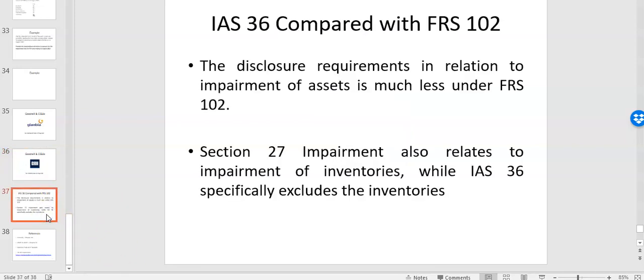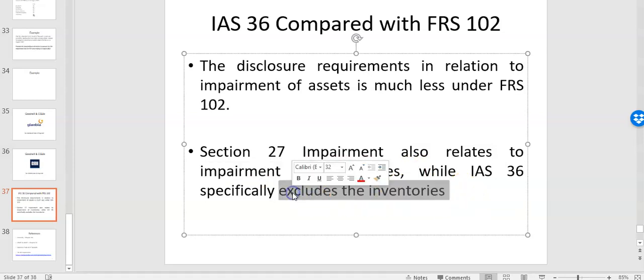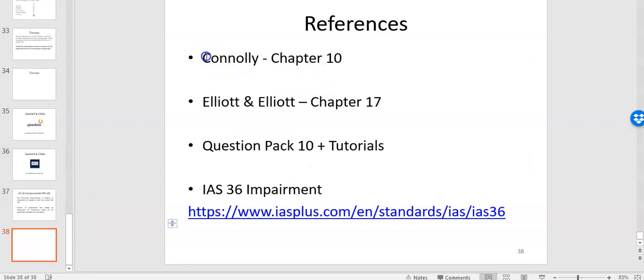In terms of IAS 36 versus the UK and Irish GAAP, there's less disclosure requirements under FRS 102, but most of them are very similar in terms of calculations and the rules. Right. Now, Section 27 also covers impairment of inventories, whereas we have our own IAS 2 in the International Accounting Standards, which deals with inventories. But in terms of the overall bulk of the standards, they're quite similar in terms of the key rules and the key accounting.